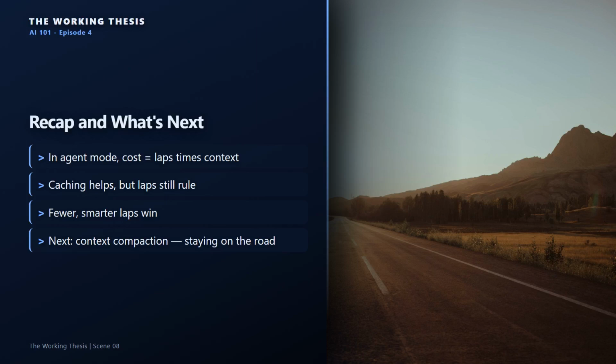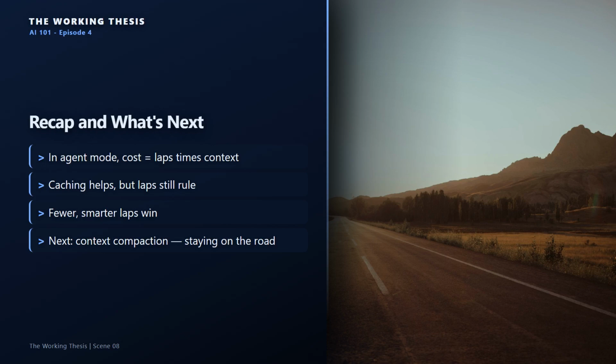So, to recap today, in agent mode, the real cost driver is the turn count, the number of laps, not the price per token. A smarter, pricier model that finishes in a few clean laps can easily beat a cheap one that flails through dozens, even after prompt caching softens the bill.